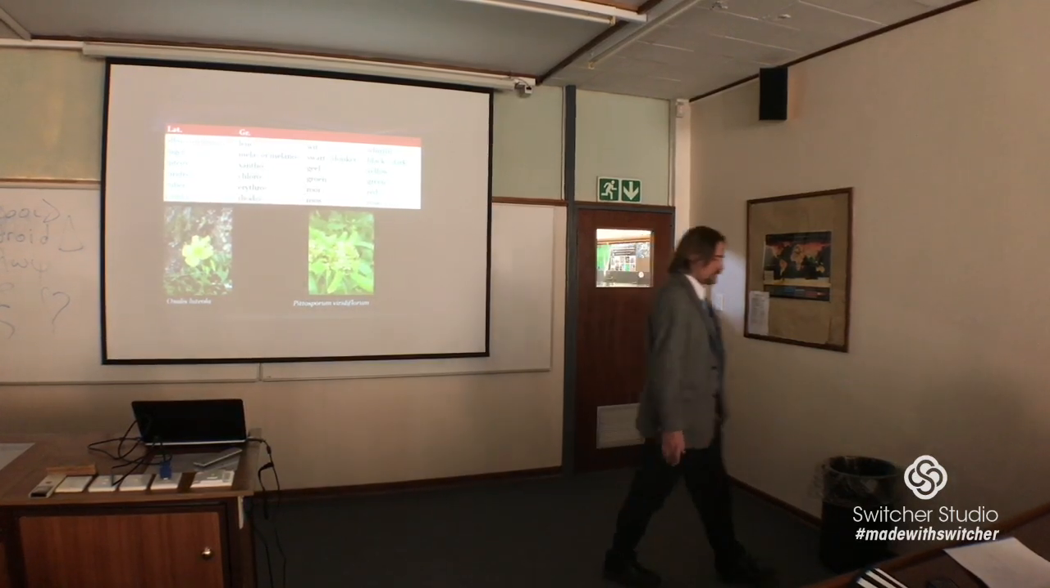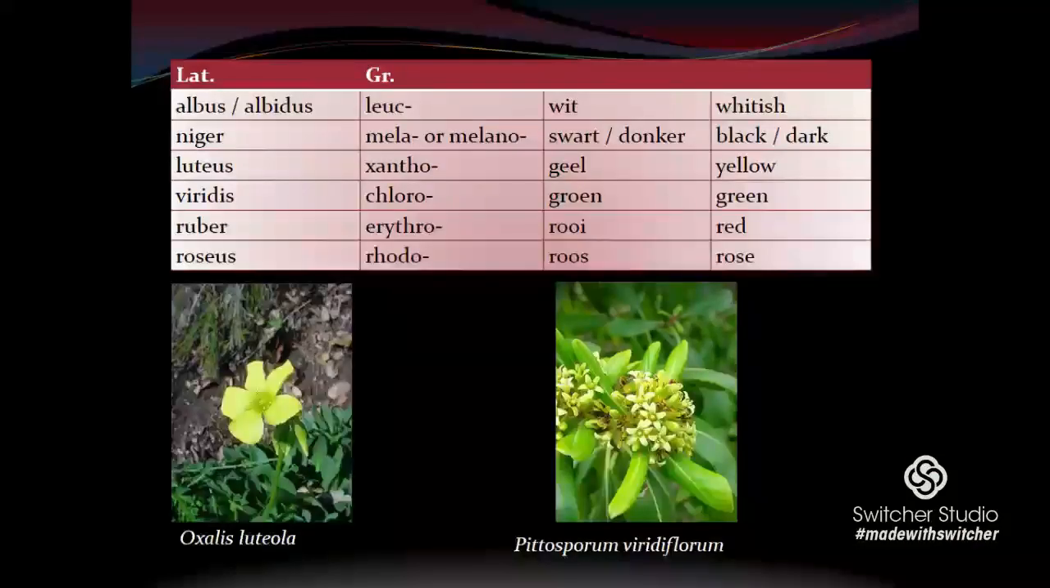Some colour terms, the common ones, you will need the Latin and the Greek for. It's in your appendix, I have lists. So, for Latin, albus or albidus is white. In Greek, it's leuk. As in leukocyte, yeah?